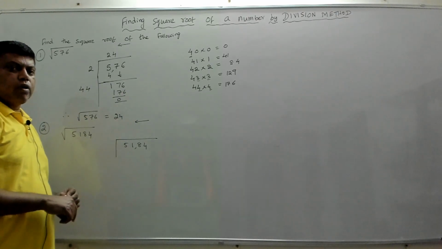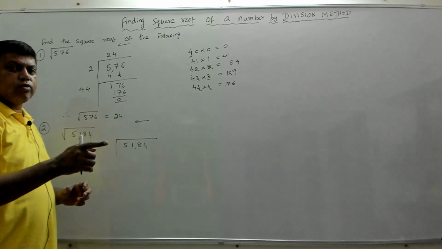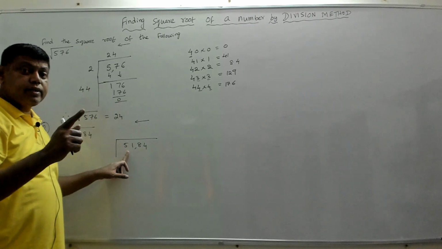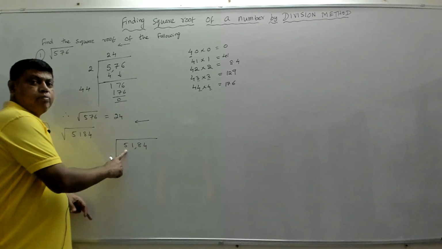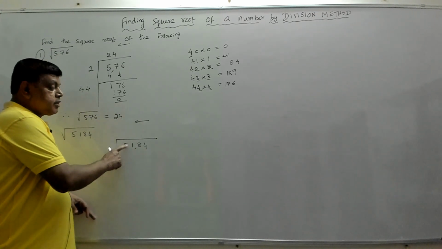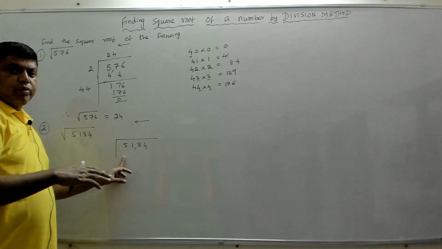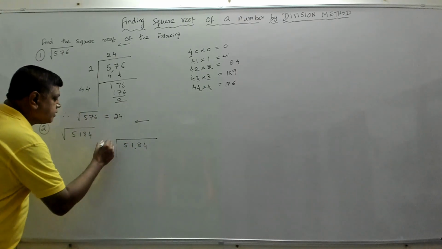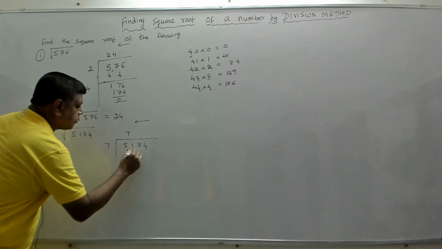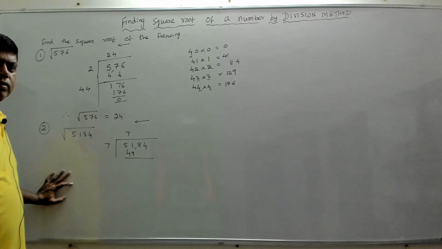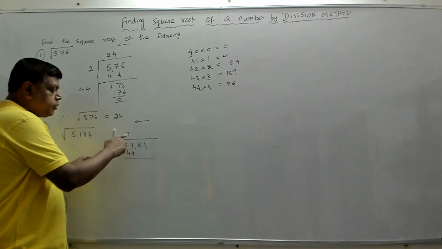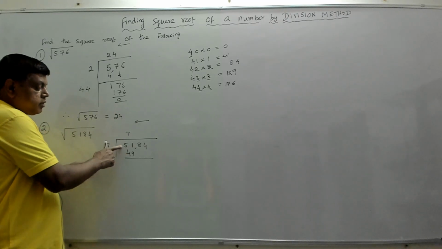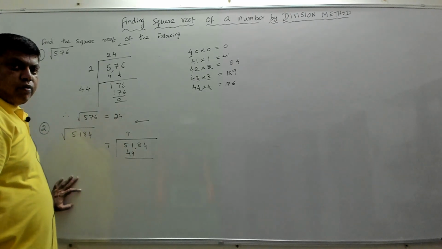0 into 0 is 0, 1 1s are 1, 2 2s are 4, 3 3s are 9, 4 4s are 16, 5 5s are 25, 6 6s are 36, 7 7s are 49, 8 8s are 64. 64 is exceeding 51, so we cannot put a number which is greater than 51. We should go to the number prior to 8, which is 7. 7 into 7 is 49. Because if you go to the next number, 8 into 8 is 64, which is more than 51. So we have to put the square number which is less than 51.